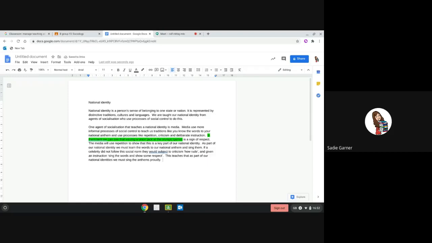So one agent that teaches the national identity is media. They use more informal processes, so they'll show repetition of waving flags. As part of our national identity, we arguably should know our national anthem and sing the words. If a celebrity did not follow this social norm, they would be subject to criticism, and given an instruction: sing the words and show some respect. This teaches that part of our national identities is that we must sing our anthems proudly. So one key part of a national identity is to know your national anthem and to sing it.